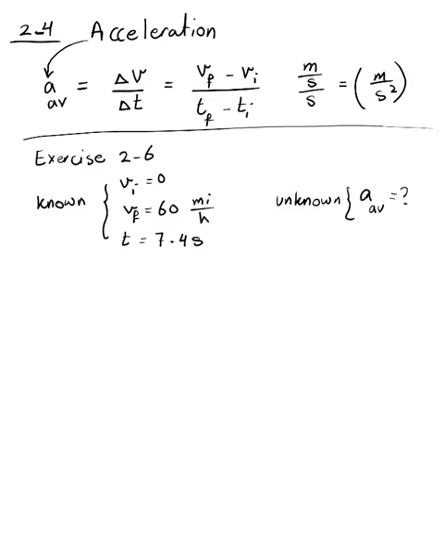So what do I need here? I need a proper equation. I'm going to use a average equals delta v divided by delta t. But this guy here is not in SI units. So the first thing I have to do is convert miles per hour to its equivalent SI unit, which is meters per second. So bear with me here.